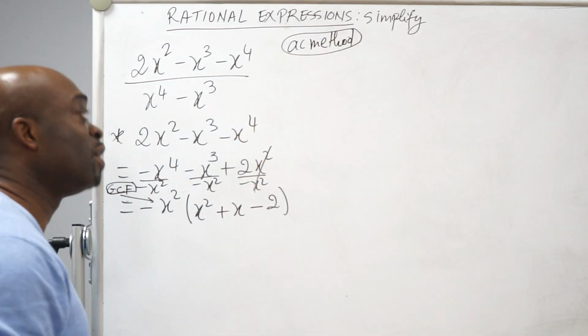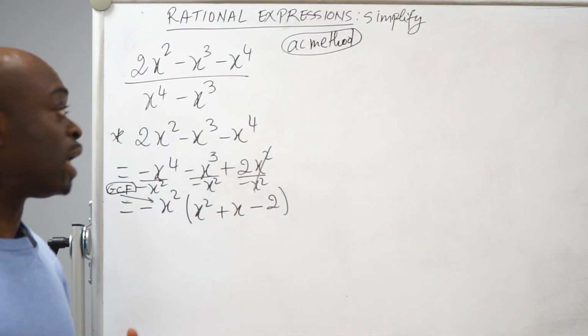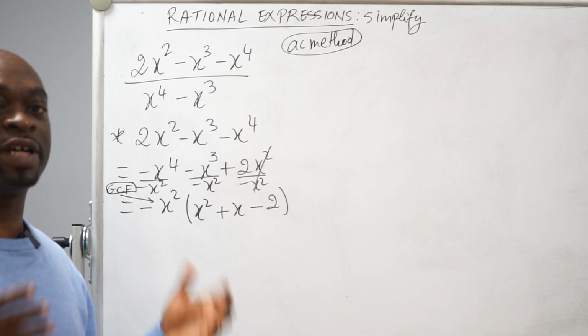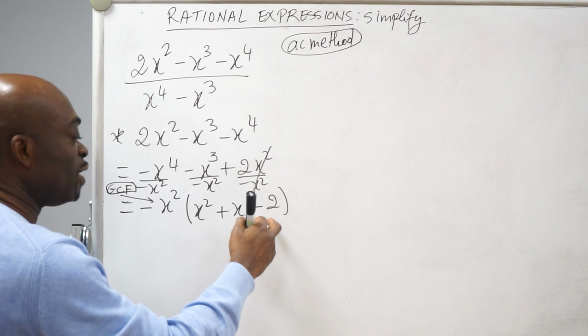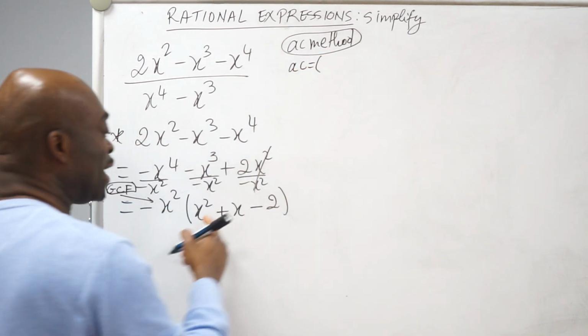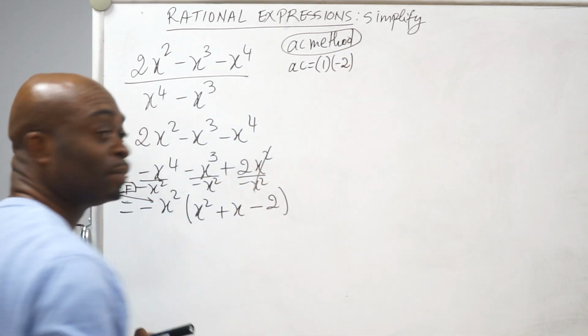And a lot of times, the AC method is used more in America than in a lot of other countries. So get back to our videos and you can see that as well. So what is the two-number product going to be? If we take the A times the C here, that is 1 times negative 2, which is negative 2, okay?